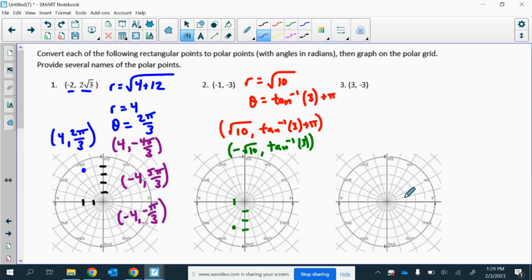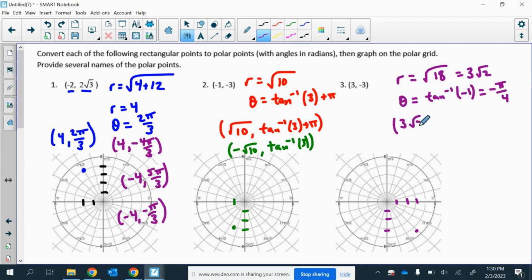3, negative 3. If I think about that, 1, 2, 3, 1, 2, 3, I should realize that that's a 45, 45, 90 triangle. So that should be about here. Now, if I just confirm that, I get the square root of 18, 3 squared plus 3 squared, which is 3 root 2. So 1, 1, square root of 2 type of triangle. And then theta, I could get arctangent of negative 1, but I should know that's negative pi fourths or 7 pi over 4.